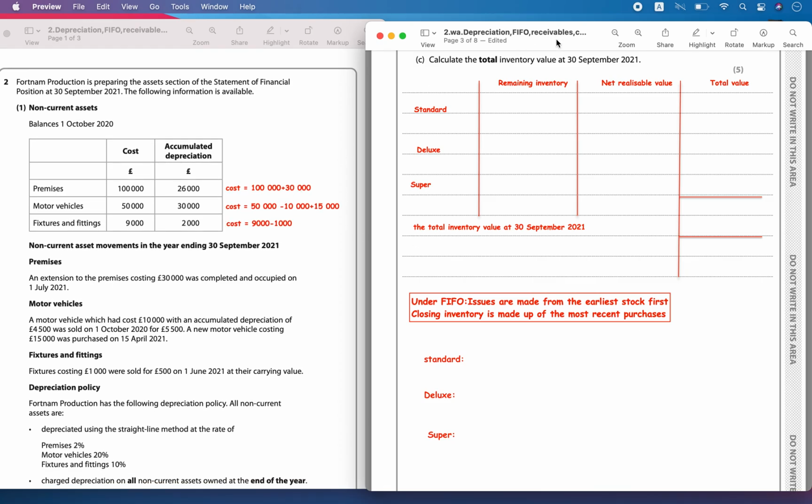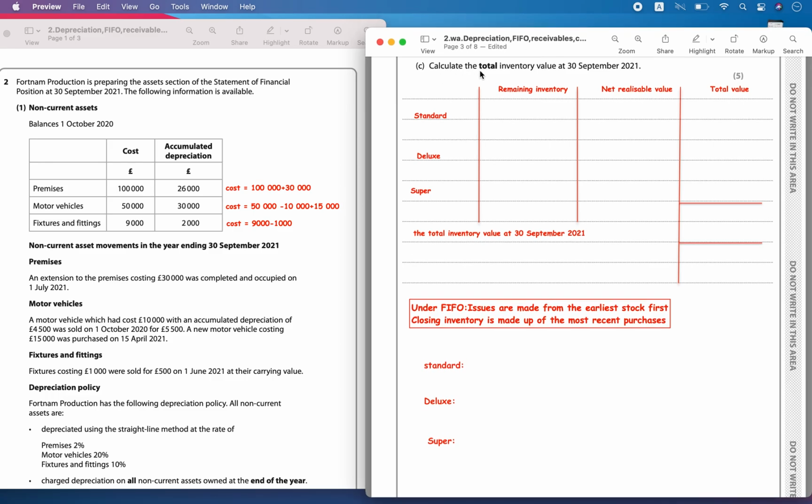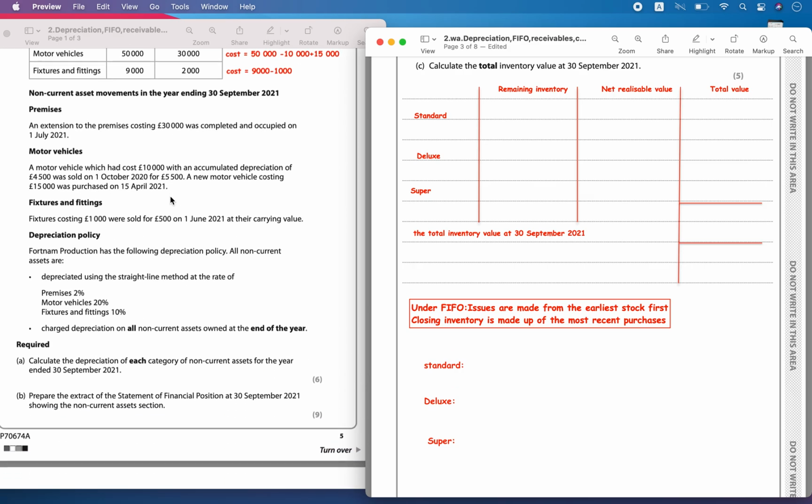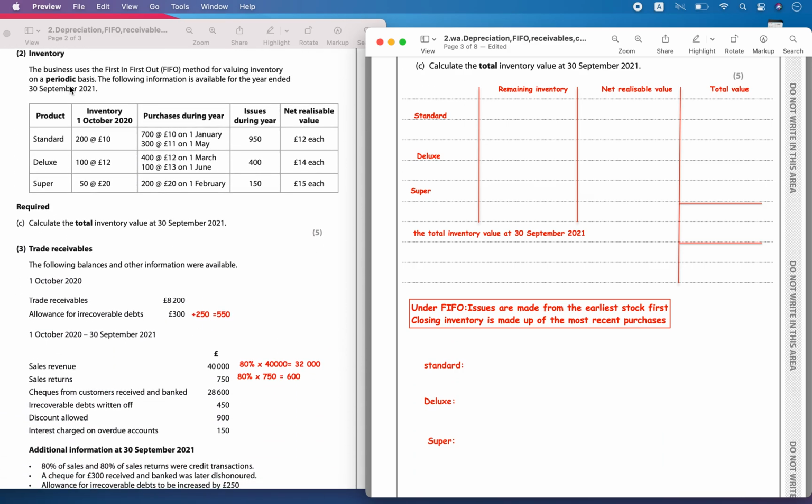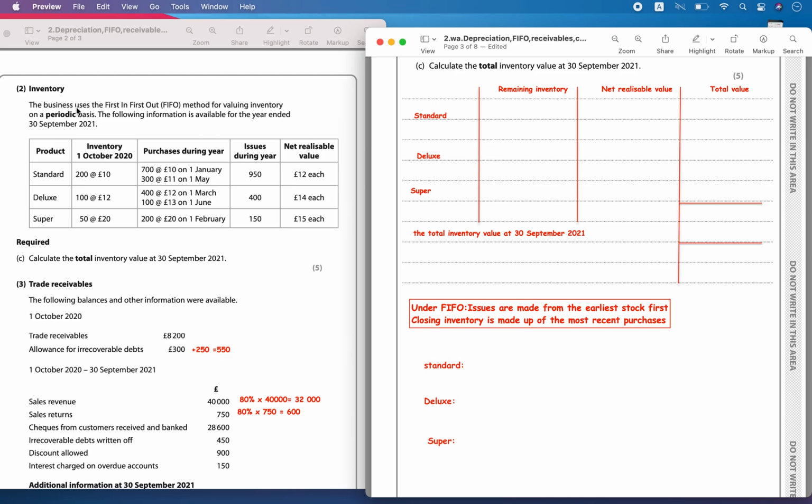Hello, today we are solving JAN 2022 paper question number 2 part C. Calculate the total inventory value at 30th September 2021 for the Fortnam Production. They have given the inventory information like this. The business uses the first in first out method for valuing inventory on a periodic basis. The following information is available for the year ended 30th September 2021.